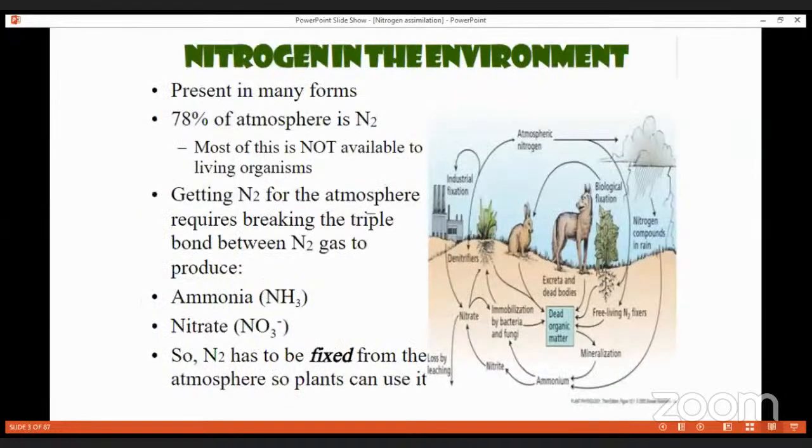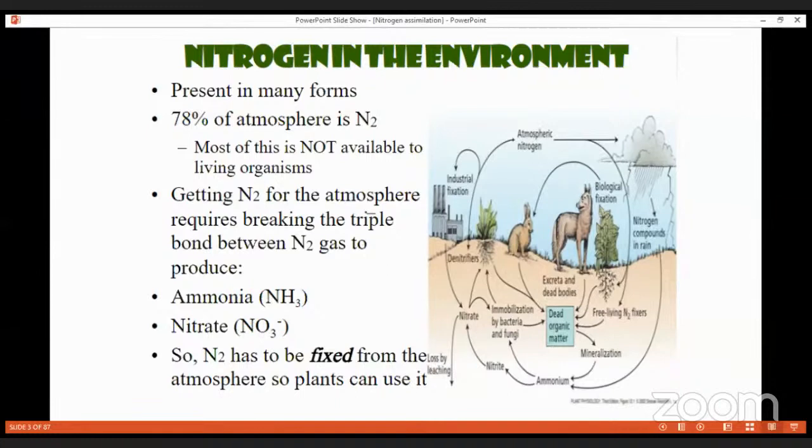So how is nitrogen present in the environment? As you know, 78% of it is available as a gaseous form. Most of it is not available to living organisms for building their nucleic acids or proteins. Getting nitrogen from the atmosphere requires breaking the strong triple bond between the two nitrogen atoms to produce other forms of nitrogen that can be utilized in the nitrogen cycle, like ammonia, which is a reduced form, and nitrate, which is an oxidized form.